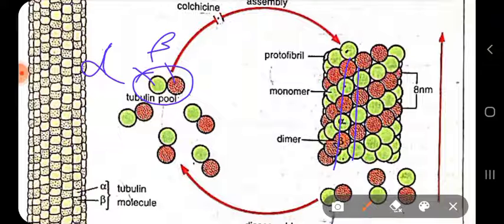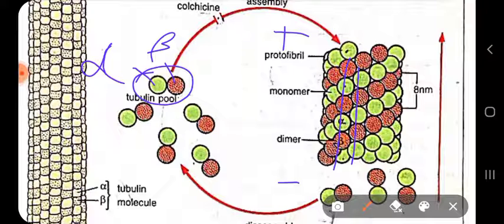And microtubules are polar in nature. They have a plus end and a minus end. Plus end means the fast growing end, and the minus end is the slow growing end. On the plus growing end, the tubulin dimers are going to be assembled, whereas on the minus or slow growing end, disassembly takes place.